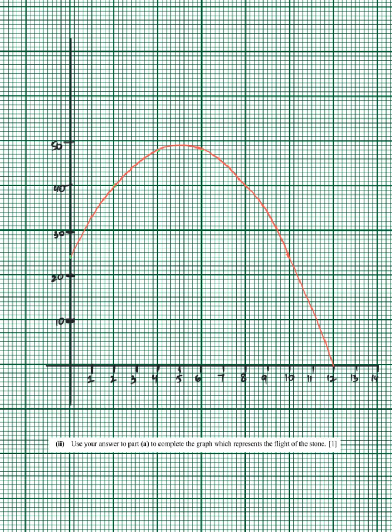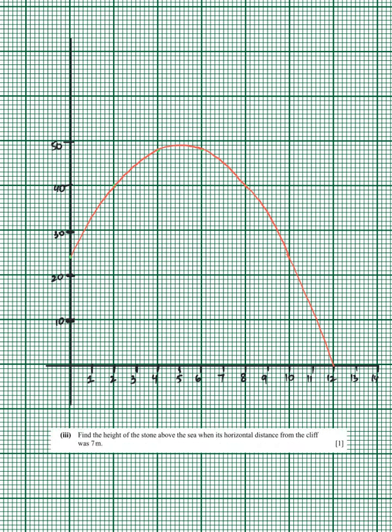Alright, in the second part it says use your answer to part A to complete the graph which represents the flight of the stone. So we had covered this portion in the first part, and that is what has been asked in the second part. We had connected the point at x equals 12 when y equals 0. So that is the answer of this part.